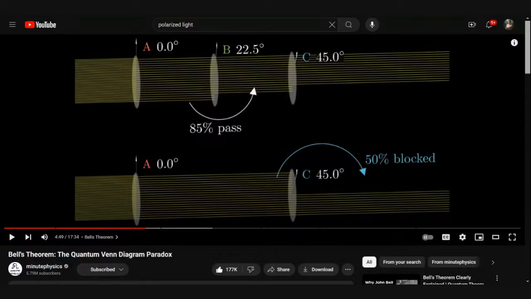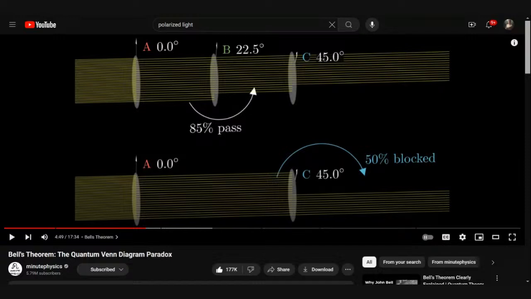What's that noise? Let's see. Let's put it on quiet. Okay. So it's about 85. About 85, okay. So 22.5 cosine squared is 85. So 85% gets through.